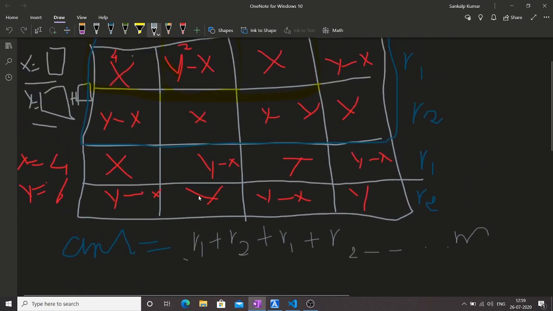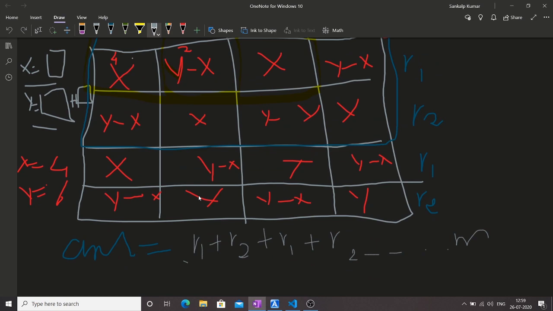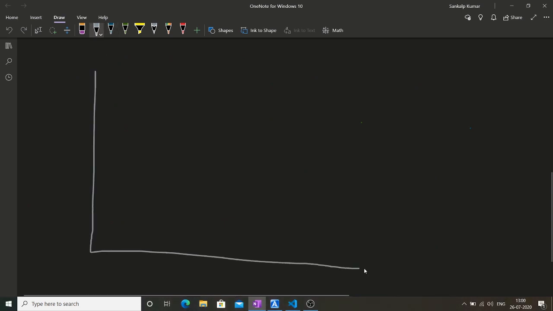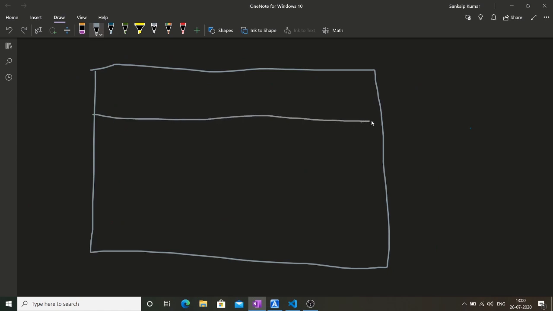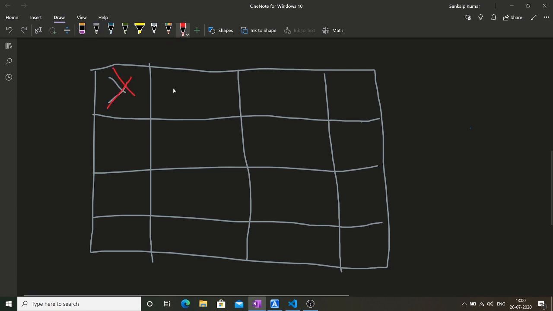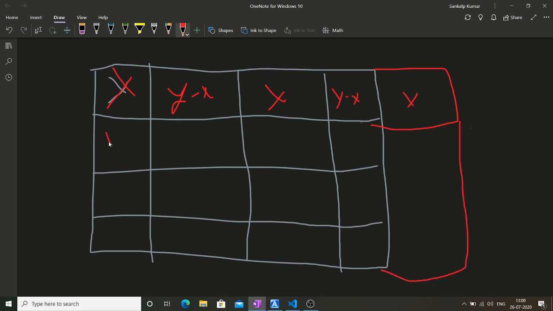So this was the basic concept for the even case. Now let's see the case where n is odd. So what is going to happen there is, this one was x, then y minus x, again x, again y minus x. Now the new block which comes, since n is odd, will again be x, and again here will be y minus x, x, y minus x, x, and this one will be y minus x. Okay, you're getting this.